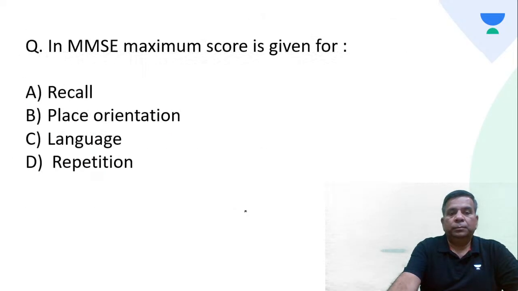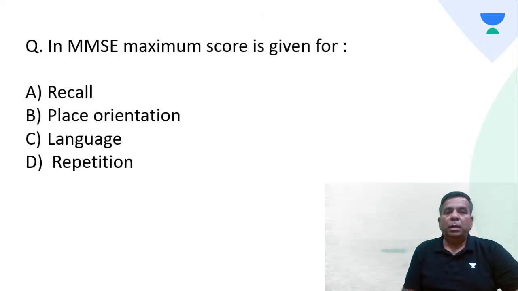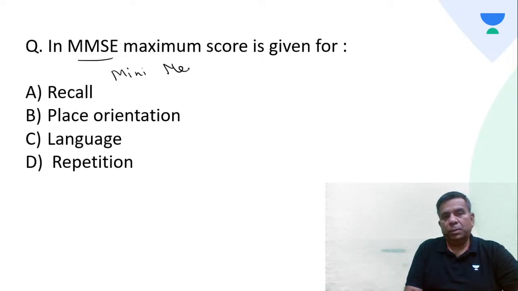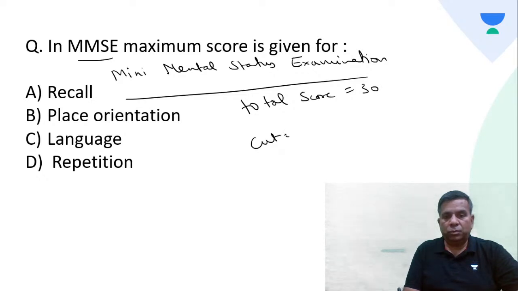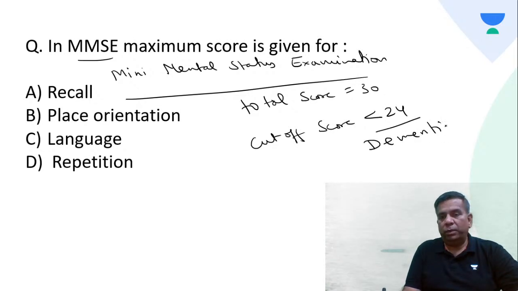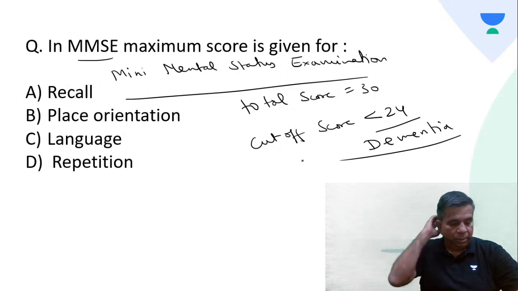Okay. Now the MMSE score. MMSE we all know is the Mini Mental Status Examination. It's a bedside test for the memory, and the total score of this is 30, and the cutoff score is 24. Anybody scoring less than 24 will be called as dementia.